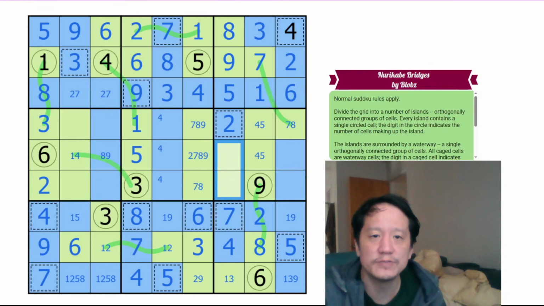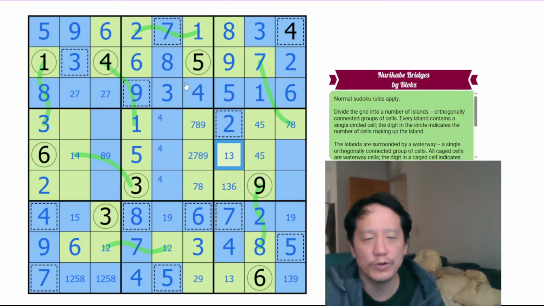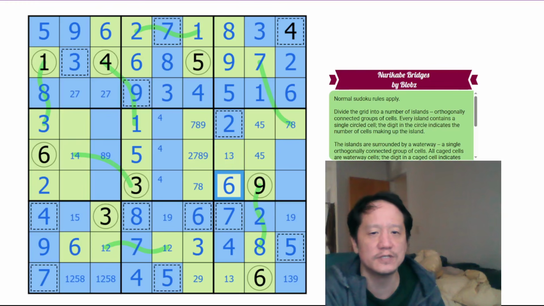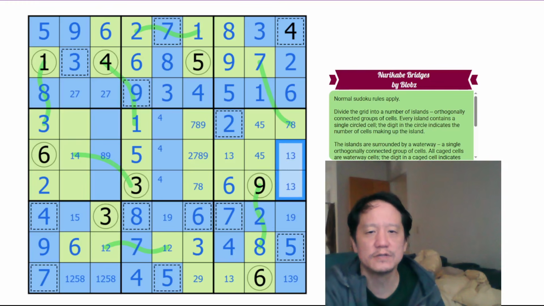Remaining digits of column 7 are 1, 3, and 6. This can't be 6 because of 6 in the row. We have a 1, 3 pair in column 7, which eliminates 1 and 3 in the rest of the column, so this is 6 here. Remaining digits of this right central box are 1, 3, 7, 8. No 3 here because of 3 in the row.